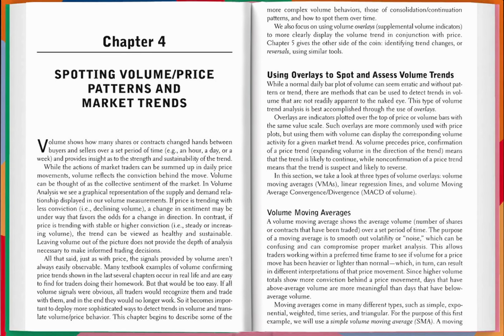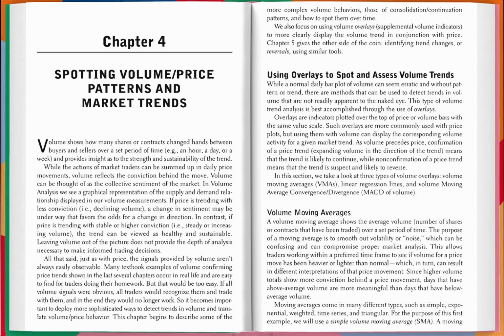This chapter begins to describe some of the more complex volume behaviors, those of consolidation continuation patterns, and how to spot them over time. We also focus on using volume overlays, supplemental volume indicators, to more clearly display the volume trend in conjunction with price. Chapter 5 gives the other side of the coin, identifying trend changes or reversals using similar tools, using overlays to spot and assess volume trends. While a normal daily bar plot of volume can seem erratic and without pattern or trend, there are methods that can be used to detect trends in volume that are not readily apparent to the naked eye.